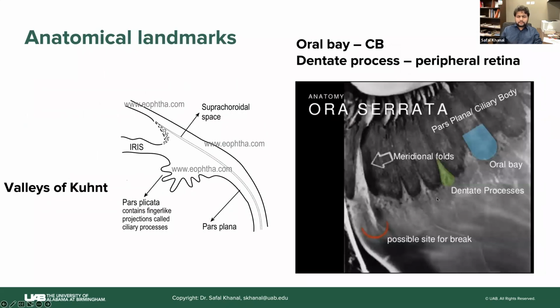And if you look at these figures, a couple of anatomical landmarks to remember is the valley of Kuhnt. And this is the valley within the ciliary processes where the zonules are attached. And if you note that the retina is coming from the posterior part, it is coming to the front, so it has to terminate somewhere, and terminates near the pars plana part. The part of the retina that terminates and connects with the ciliary body is the dentate process, whereas the part of the ciliary body that connects to the retina is called the ora serrata.